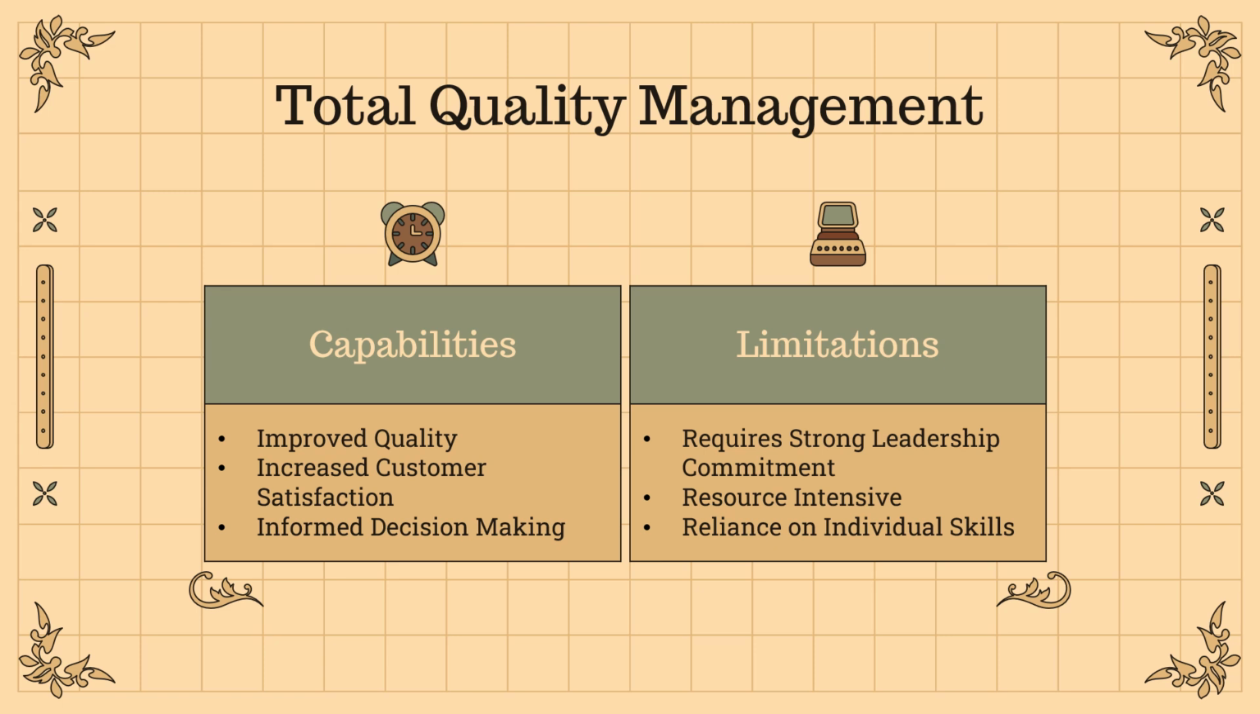Some limitations include that it requires strong leadership commitment because if the leaders aren't doing it, the employees aren't going to follow and enforce it. It is resource intensive because you need to check it at every step of the way and it requires many people, maybe machines. So it just requires a lot of work. And it has a heavy reliance on individual skills because it needs individuals that are able to recognize errors and call them out.